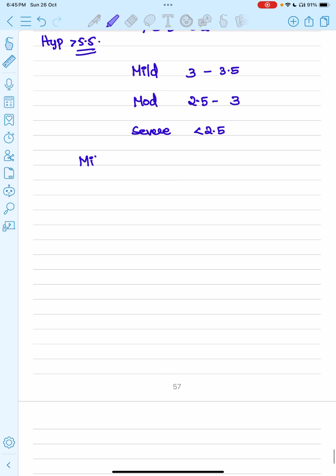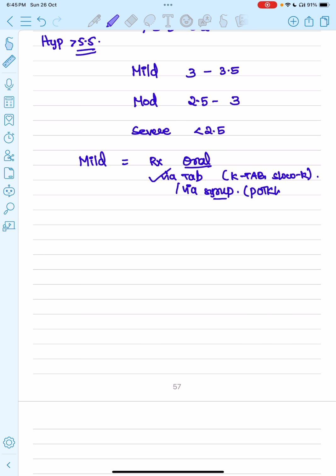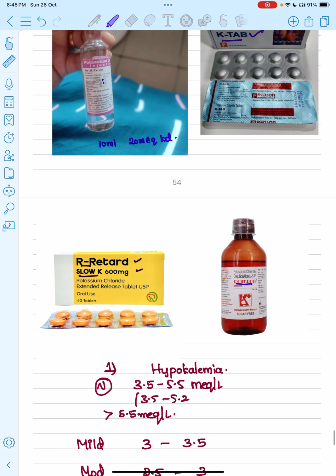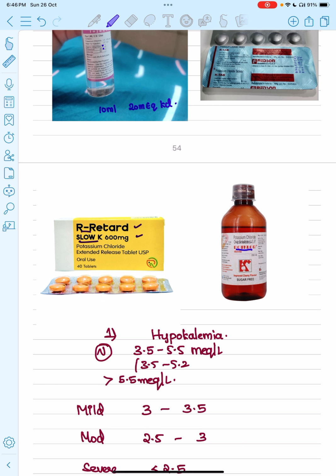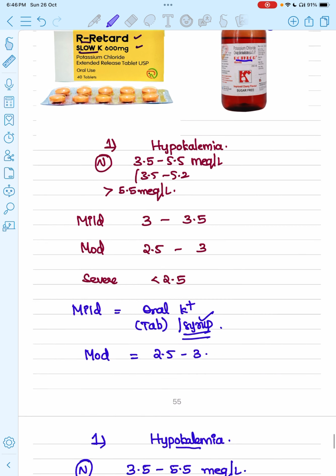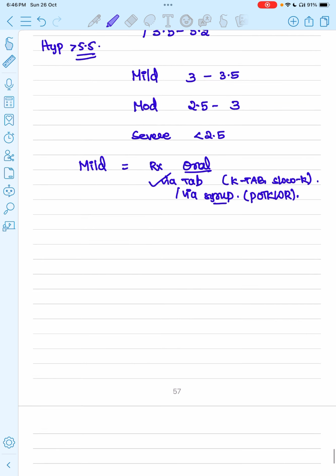Now, in mild hypokalemia, the treatment is always oral via tablets or via syrup. Tablets, K-tab, slow K, these are the brand names they are given, or via syrup, which is pot chlor. Here you can see the names of the tablets, slow K, K-tab, and the syrup pot chlor. When patient can't tolerate these oral tablets, then syrup is given. This is the treatment of mild hypokalemia.